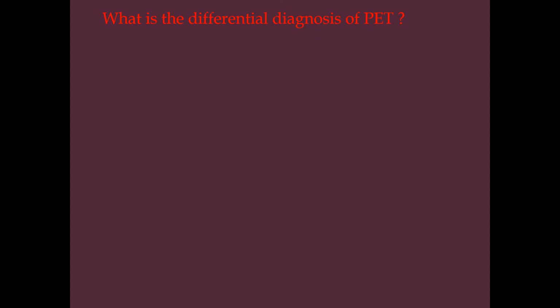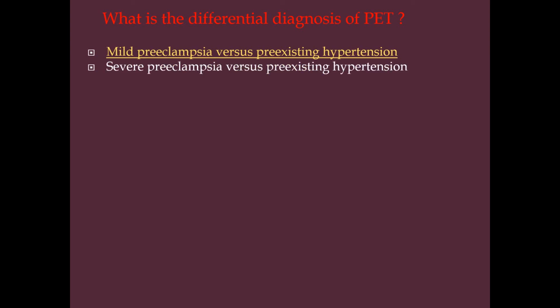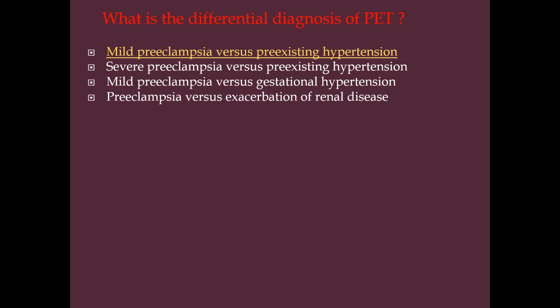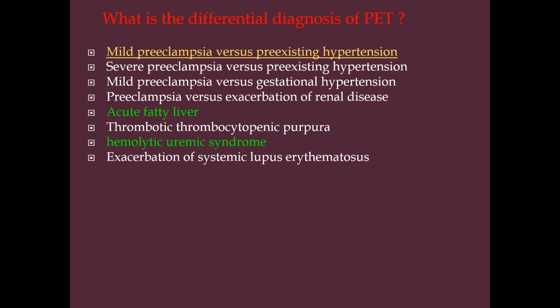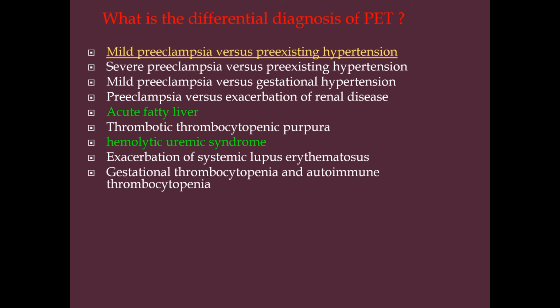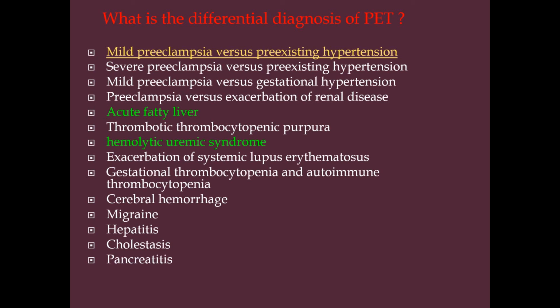So what is the differential diagnosis of preeclampsia? Severe preeclampsia versus pre-existing hypertension, or mild preeclampsia versus gestational hypertension, or preeclampsia versus exacerbation of renal disease, acute fatty liver, thrombotic thrombocytopenic purpura, hemolytic uremic syndrome, exacerbation of SLE, gestational thrombocytopenia and autoimmune thrombocytopenia, cerebral hemorrhage, migraine, hepatitis, cholestasis, pancreatitis.